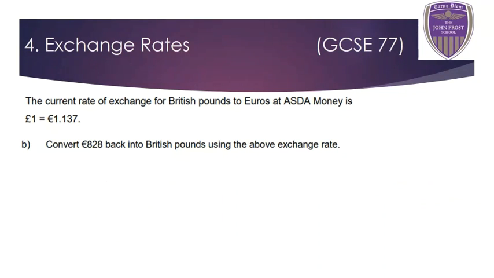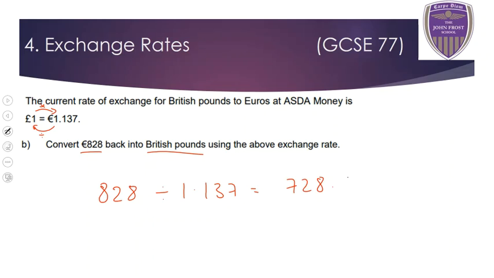All right, I'm just going to stop this. So it says, same information about the exchange rate. This time, question B is convert 828 euros back into British pounds using the above exchange rate. So we already wrote down, didn't we, that we would be timesing here by 1.137 or dividing. So in this question, we're converting from euros back into British pounds. So in your calculators, 828 divided by 1.137. Okay, so I'm just going to type that in. Divide by 1.137 equals. So this time I'm going to write the whole thing out just to explain what I was talking about at the end of the last video.